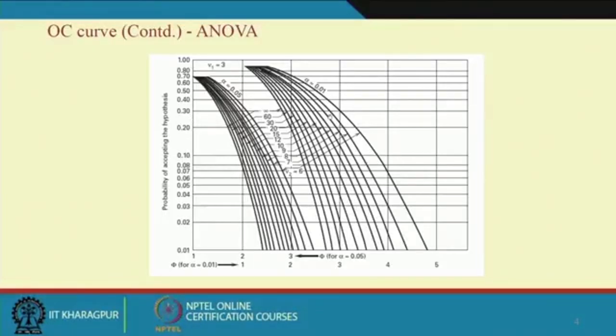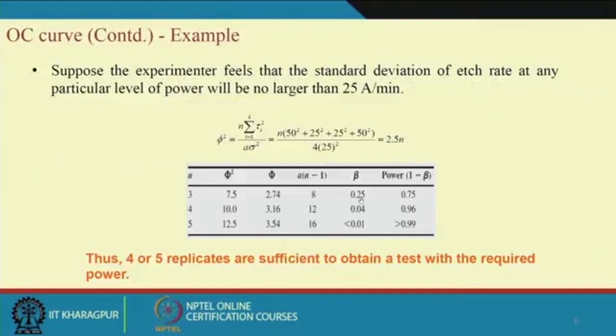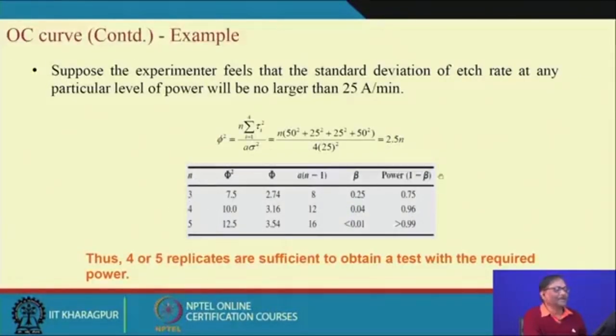It will go to here, then this is 8, and then when you come down, you see that it is matching around 2.74. There is some approximation, obviously, since we are seeing it visually. So, this is 0.25, then the power is 0.75. What is our condition? We want to reject the null hypothesis with probability at least 0.90. So, if we consider n equal to 3, our power is 0.75, which is below 0.90. So, 3 is not sufficient.